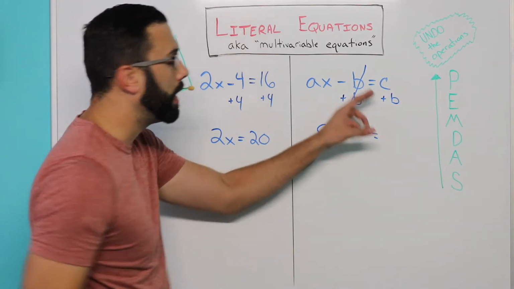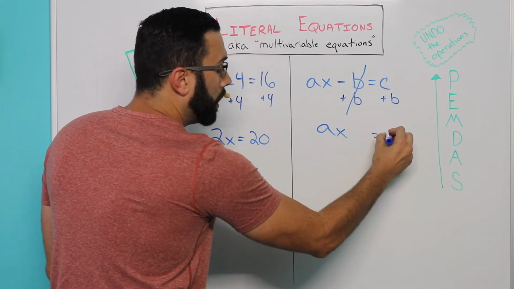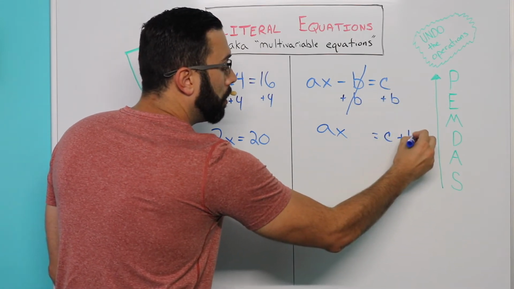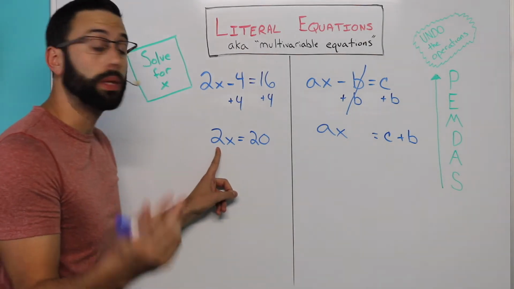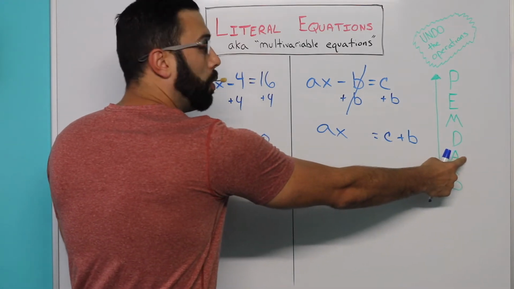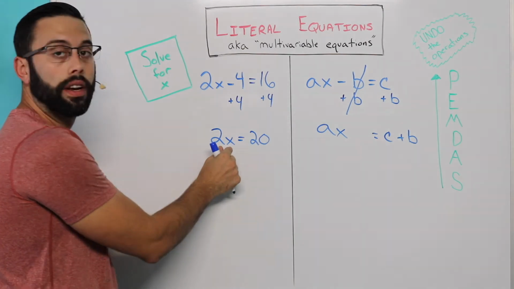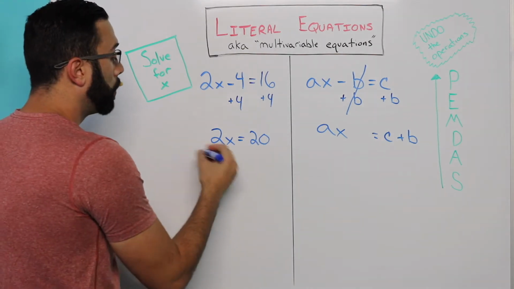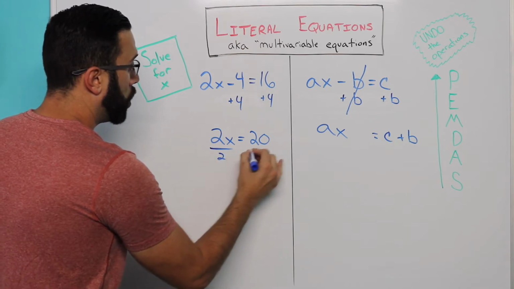ax. Now, literally read it. What's on the right-hand side? c plus b. I'm just going to write it. c plus b. Over here, inherently, you're almost like, okay, I divide by 2. But why? Do we see any addition? No. Division? No. Multiplication? Yes. The 2 next to the x is multiplication, right? So what's the opposite of multiplication? Division.